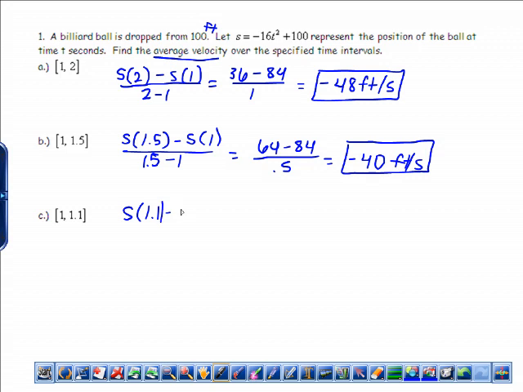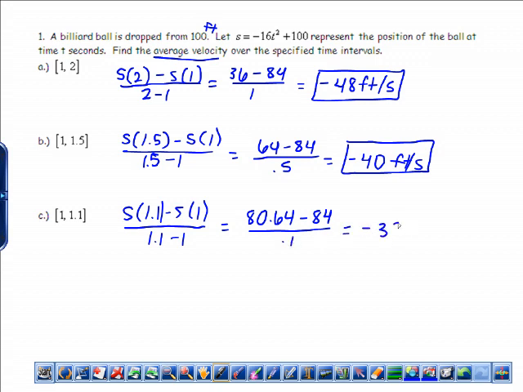Same thing, we just have different numbers, s of 1.1 minus s of 1 all over 1.1 minus 1, and that is going to give us 80.64 minus 84. If you have questions about how I'm getting these numbers, please ask me tomorrow in class, over 0.1, and that gives us negative 33.6 feet per second. And again, that number decreased.